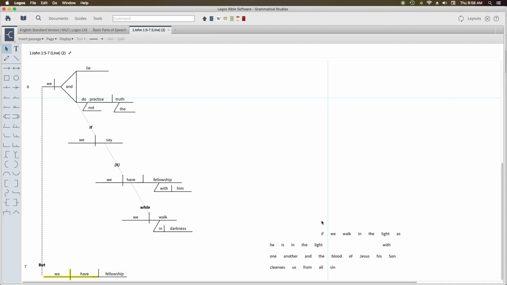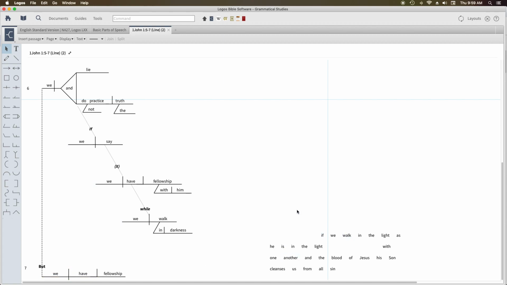So now we have this. We have we have fellowship with one another, and the blood of Jesus, His Son, cleanses us from all sin. So is this "and" here compound, or is it coordinating? And so we need to determine which of these it is. If it's coordinating, it's going to go on another line like this. Let's see if we can move this up here to give us a little bit more space.